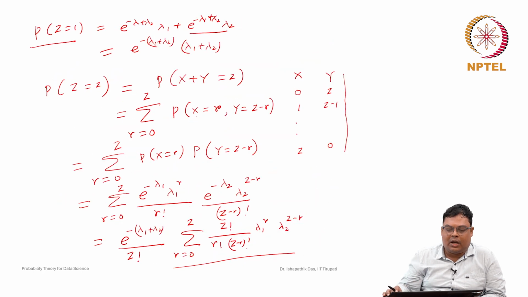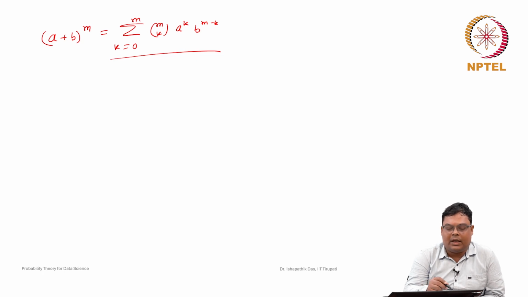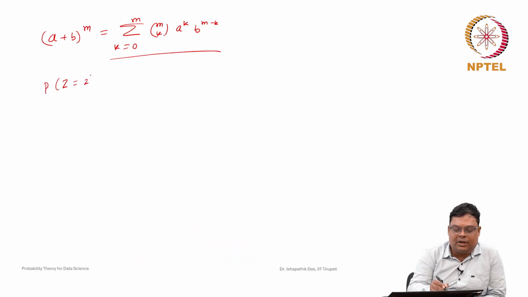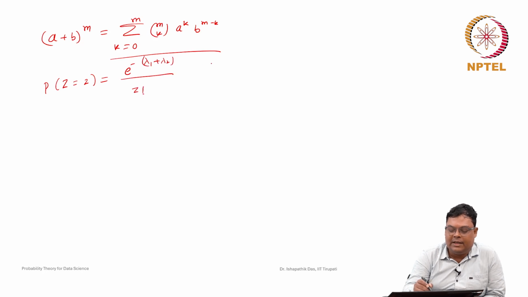So, we know the binomial expansion we discussed earlier, a plus b whole to the power some m. This is nothing but summation k is equal to 0 to m, m c k, a to the power k, and b to the power of m minus k. This is the binomial expansion we already discussed earlier. So, in the previous things, you can see that probability of z is equal to small z, what we found is e to the power of minus lambda 1 plus lambda 2 by small z factorial, then this summation r is equal to 0 to small z.